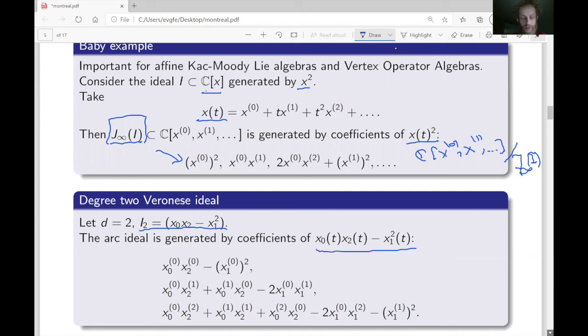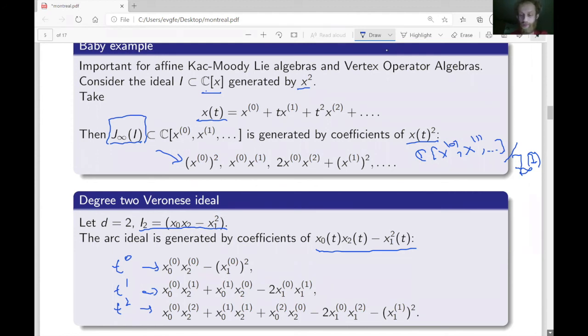So for example, this is a coefficient in front of t to the 0, and this is a coefficient in front of t to the 1, then t to the 2, and so on. So there are infinitely many such coefficients, and we want to consider the ideal generated by all those coefficients. So what is the difference between the two examples here?